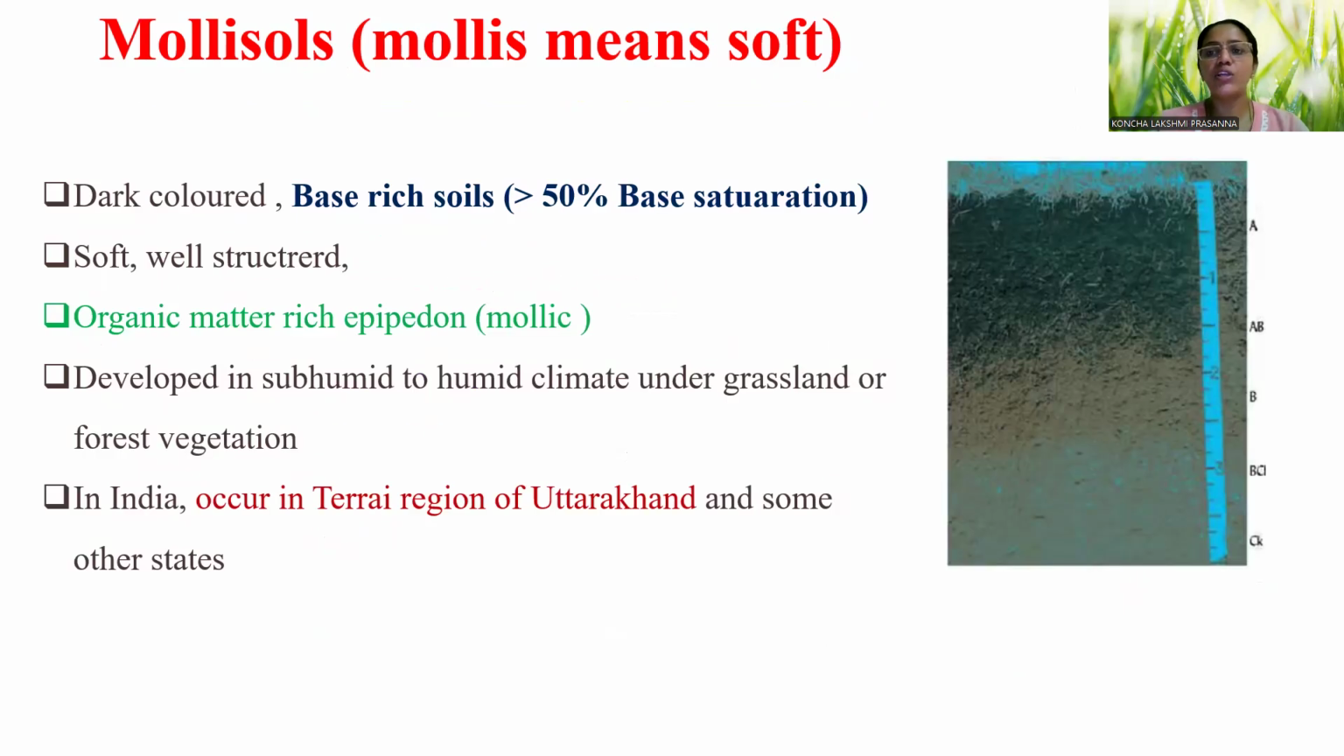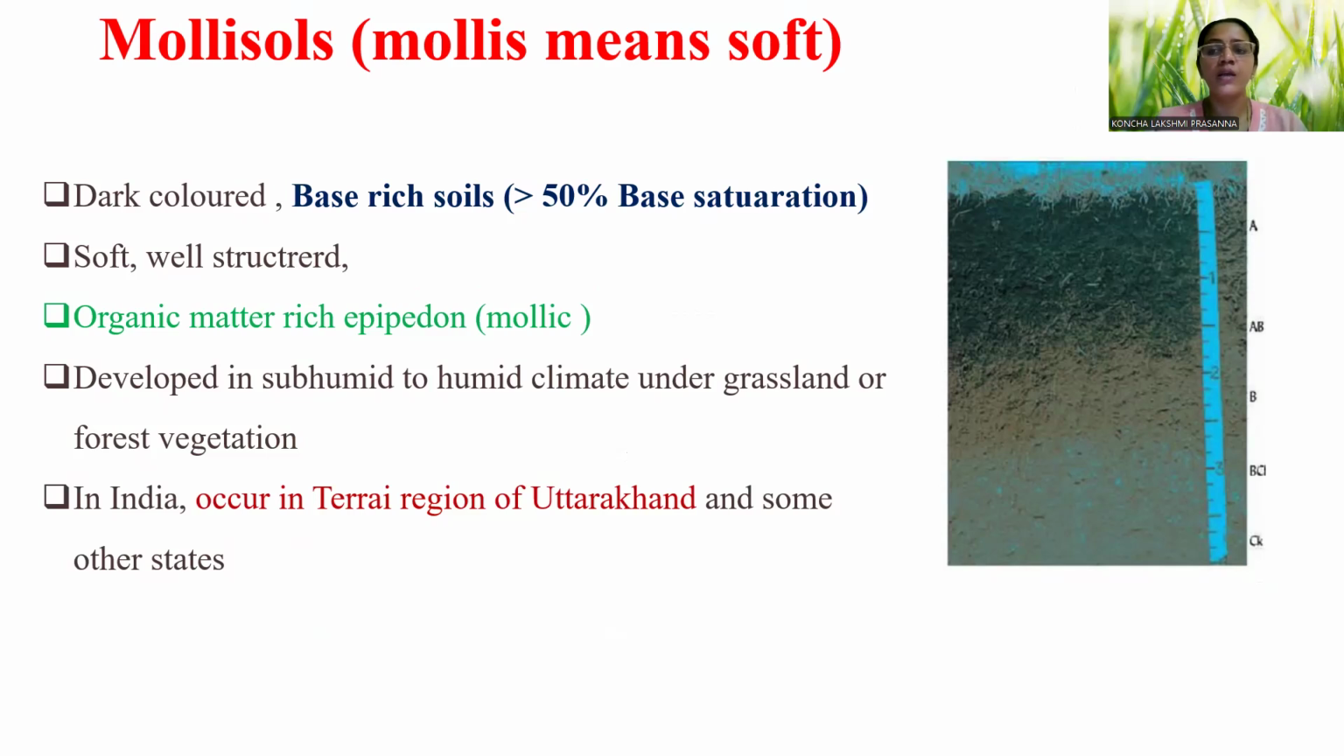The next soil order is the mollisols. The word mollis means soft in nature. These are dark colored and base-rich soils having base saturation greater than 50%. These are soft, well structured, and have an organic matter rich epipedon, that is a mollic epipedon, present in this soil order. This soil order is generally seen in subhumid to humid climates and in grassland areas or forest vegetation. In India, it occurs in the Terai region of Uttarakhand and in some other states.